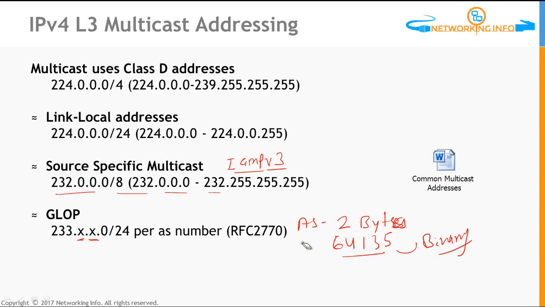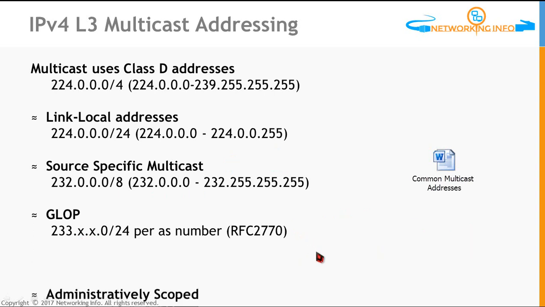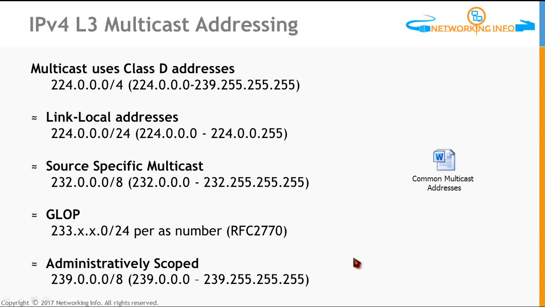Now we have administratively scoped. Administratively scoped is used for private networks. If you want to use multicast in your office or somewhere you are implementing it, you can use this range, and this is reserved for private use. We call it administratively scoped.